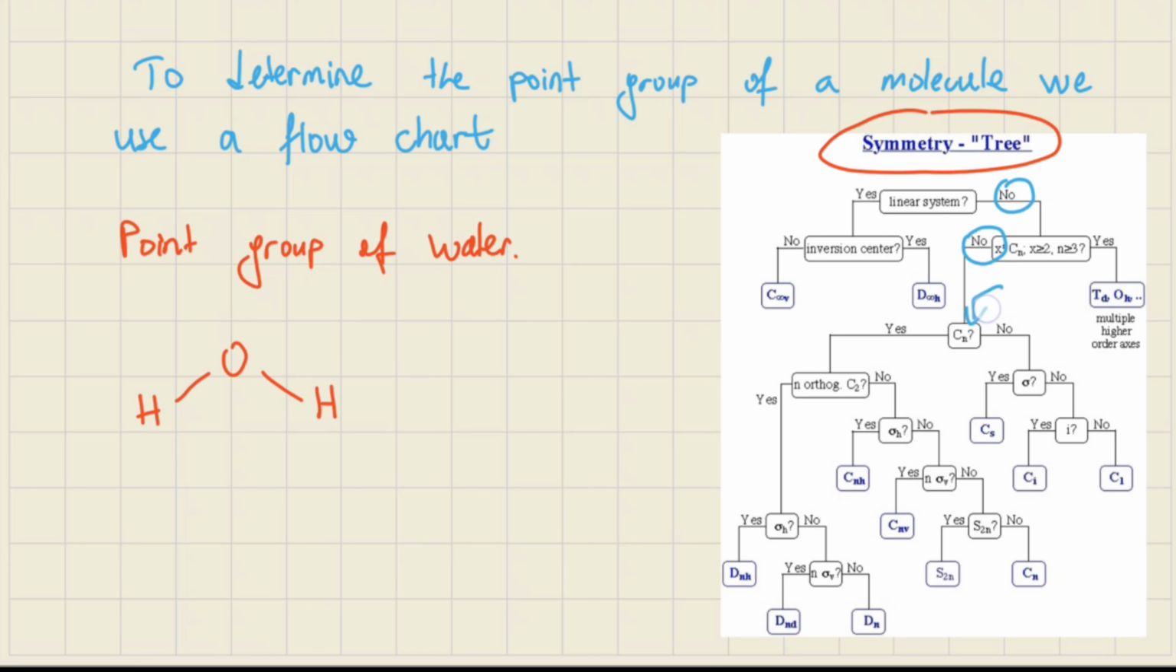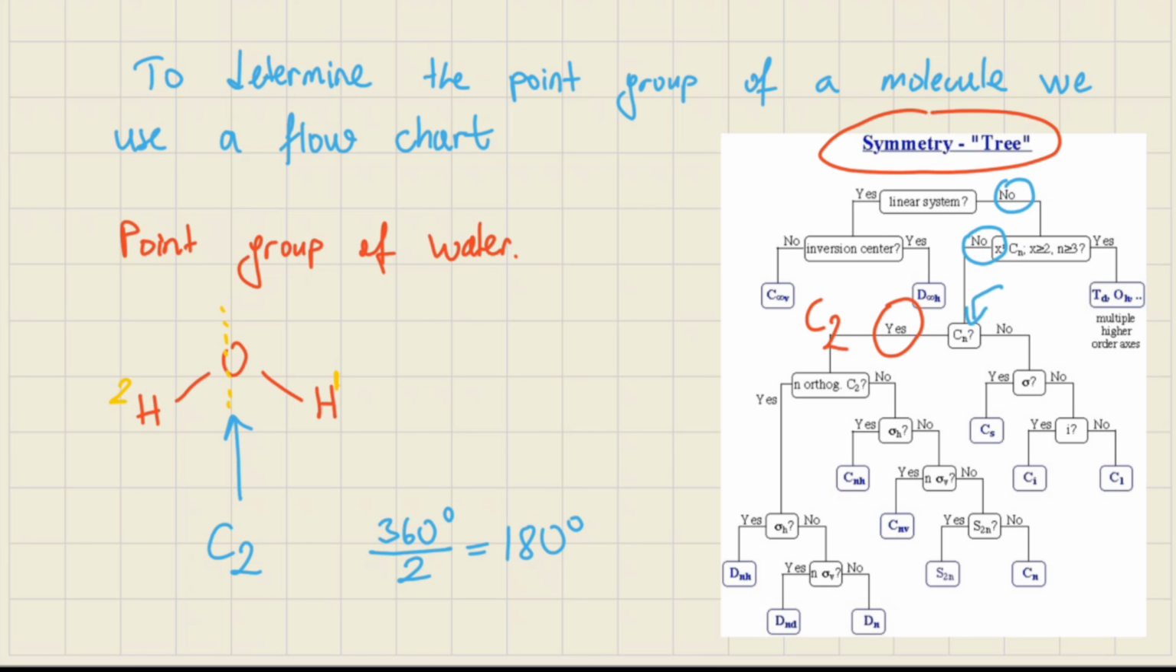Do we have a principal axis? The answer is yes, we have a C2 principal axis. C2 means 360 degrees over 2, which equals 180 degrees, which means that if you rotate the molecule from here, the first hydrogen atom will go here, and the second hydrogen atom goes to the first hydrogen atom's place. So this is the case for the water molecule. So the answer is yes, we have a C2 axis, which is our principal rotational axis.